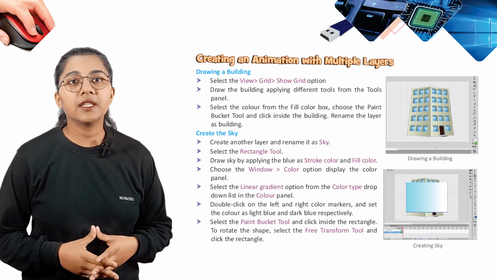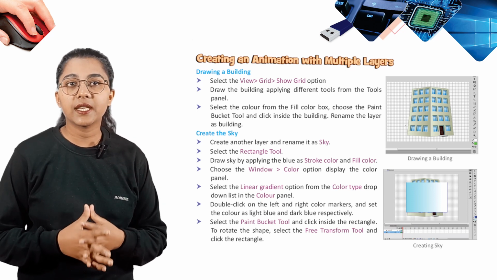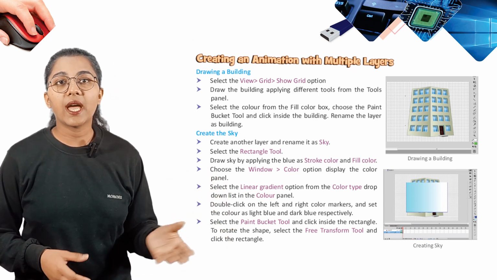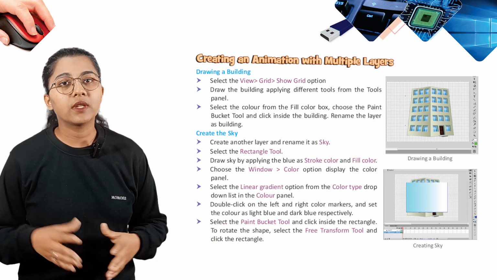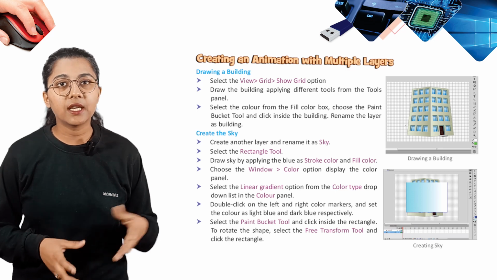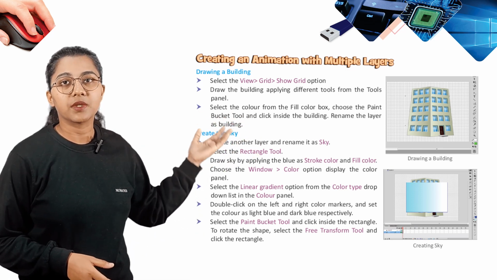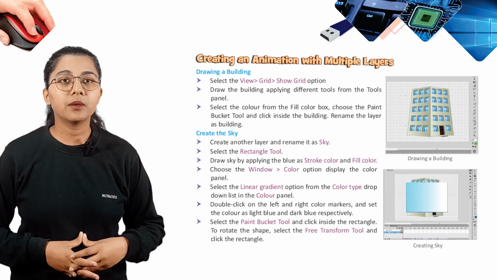First, create another layer and rename it as sky. Then select the rectangle tool and then draw the sky by applying blue as stroke color and fill color. Next, choose the Window, then Color option, to display the color panel. Here you can see the interfaces along with each step. Here you can see drawing a building. And now let's read our next step.